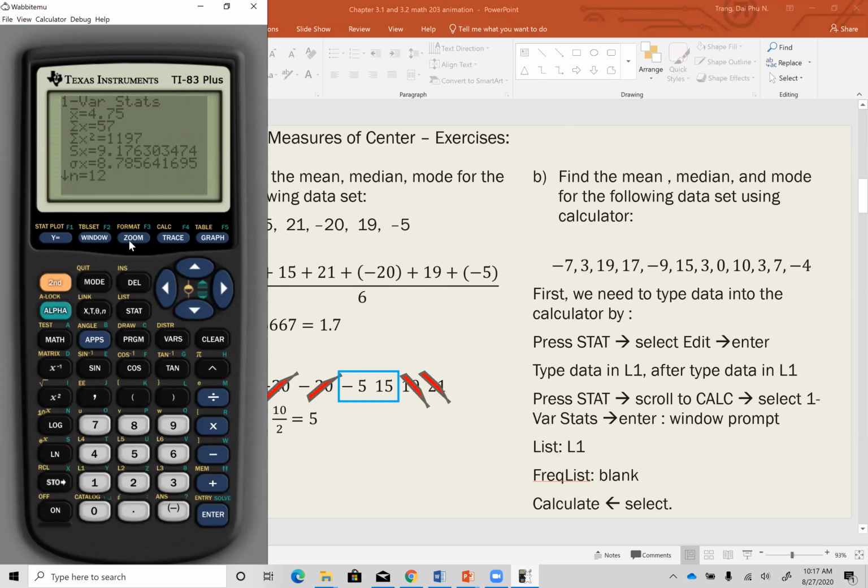and then it will give you the answer. For the 83, once you go to calculate, you choose number 1, and then you press enter, and you press enter again. This will be your output.